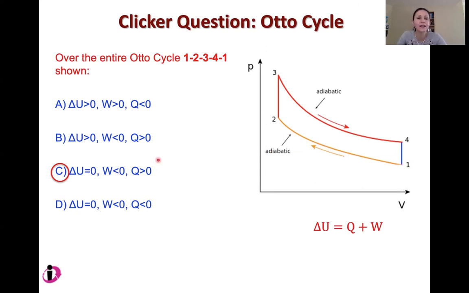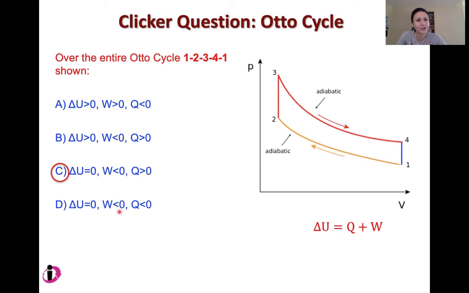So that tells us, without even thinking about the signs, that Q equals minus work. So you cannot have them be the same signs. They have to be different. So if work is negative, Q has to be positive, because Q is minus work when you solve for that. Okay, so C is sort of that choice that comes out naturally.